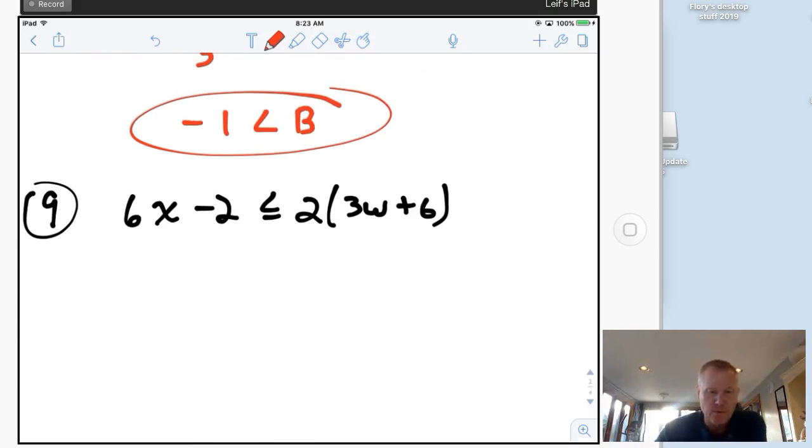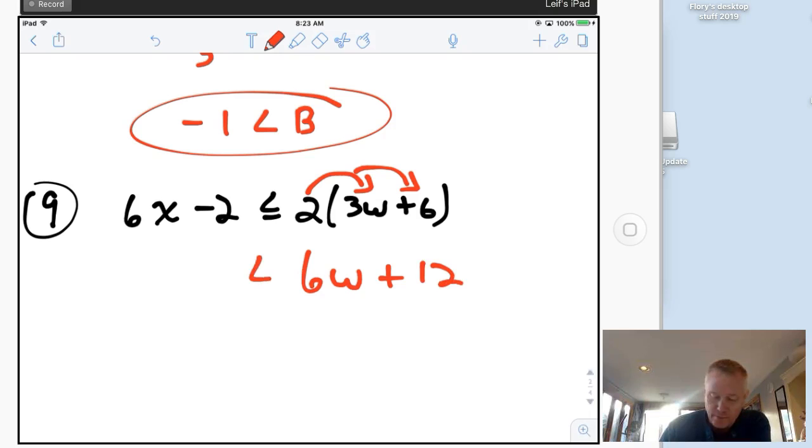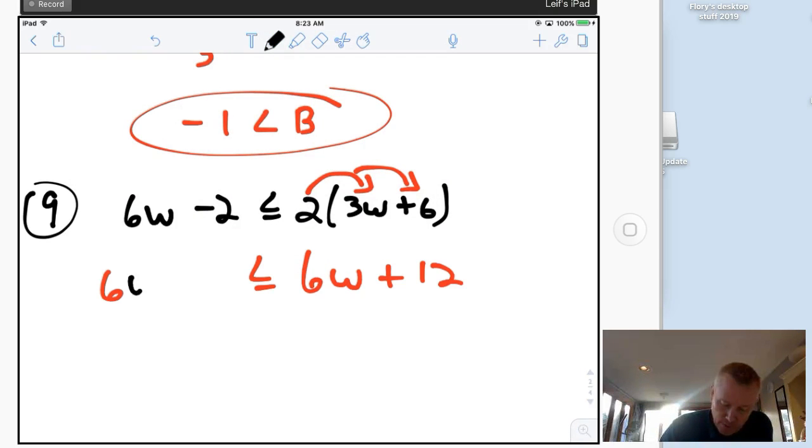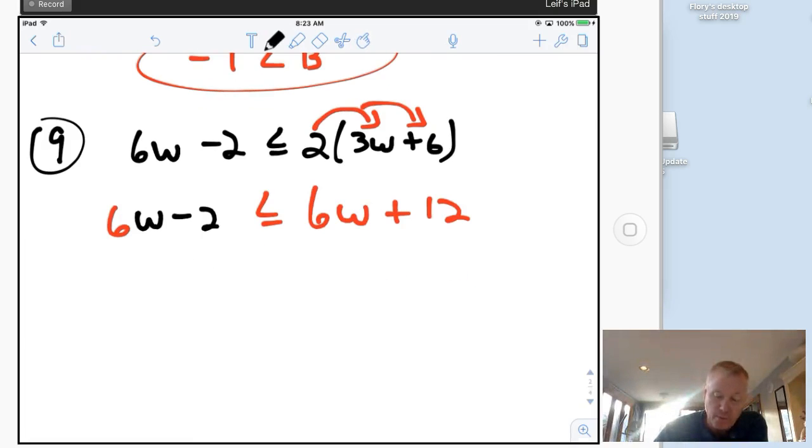All right, this one. Parentheses with the number outside implies distributive property. 2 times 3w is 6w. 2 times 6 is 12. So, oops, sorry, this should be a w. That's my problem. So 6w minus 2 is less than or equal to 6w plus 12. All right, so this one, I'm going to bring my numbers to one side. I'm going to subtract 6w from both sides.